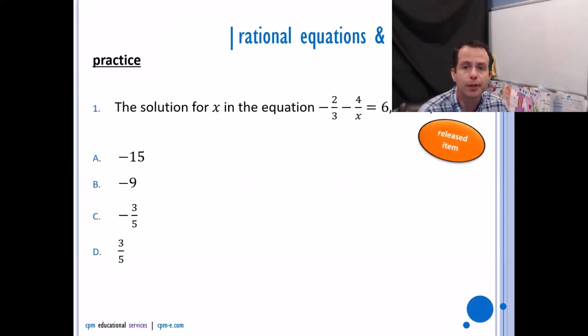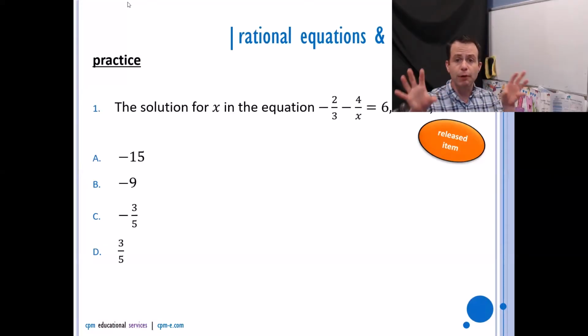All right, so here we go. The solution for x in the equation -2/3 minus 4/x equals 6. Okay, so we need to solve this. We need a common denominator. A common denominator is going to be 3x.